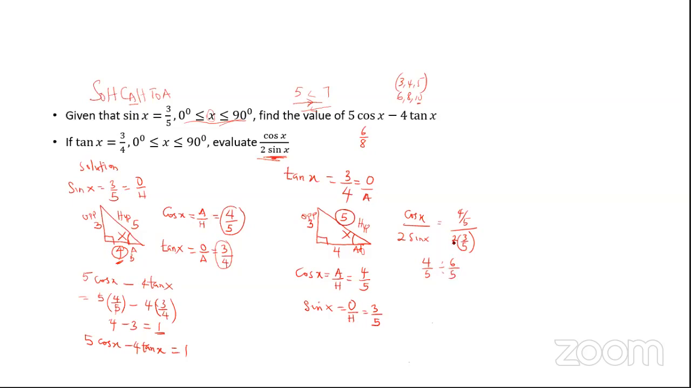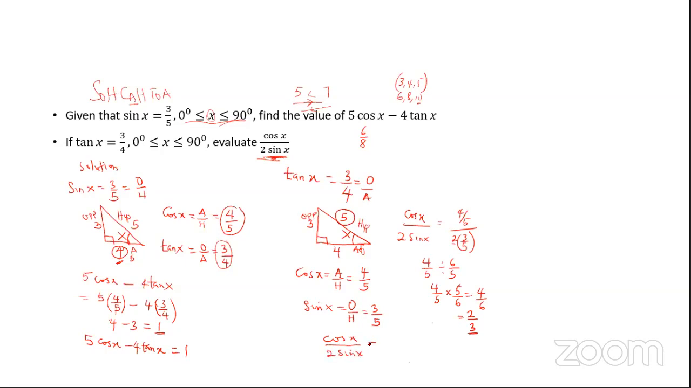Please know that when you have an expression of this nature, the 2 will only multiply the numerator, not both. So take note of that. So we have 4 over 5 multiplied by 5 over 6. So 5 cancels 5, we have 4 over 6. And 4 over 6, when you break it down, 2 can go in both: 2 in 4 is 2, 2 in 6 is 3. So that would be 2 over 3.